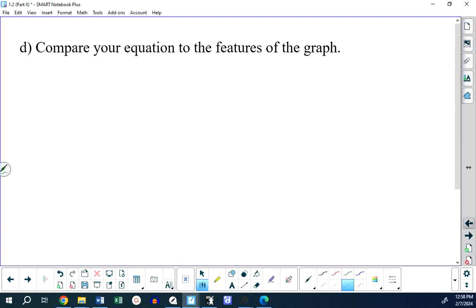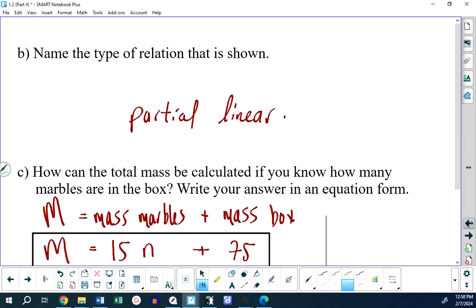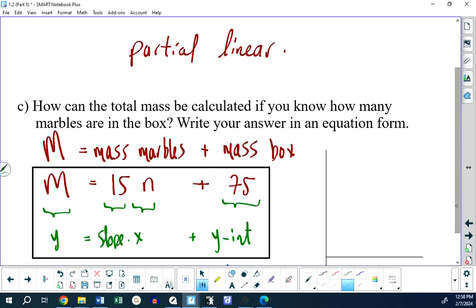Compare your equation to the features of the graph. I have already done that. I just did it here, and I saw you write it down, so we're good. All right.